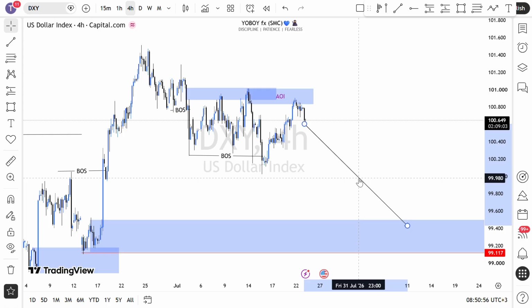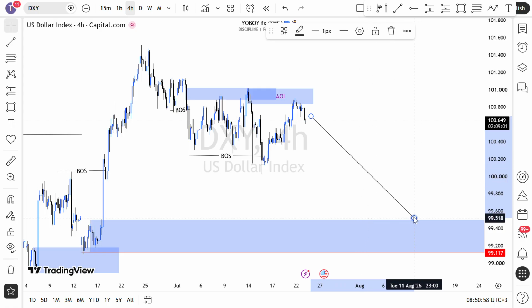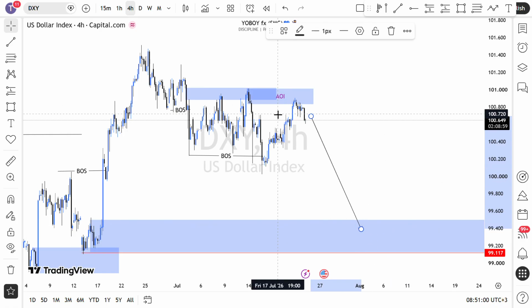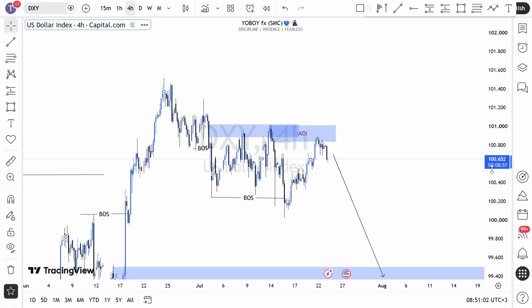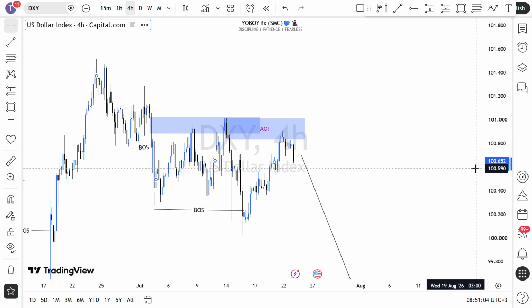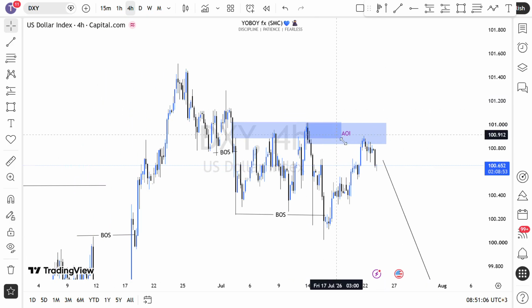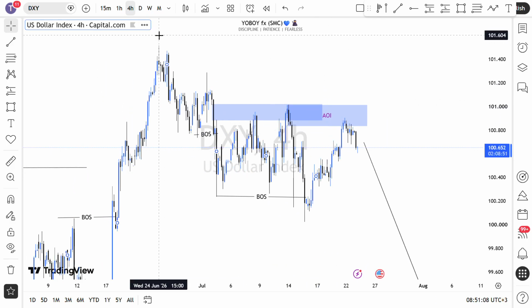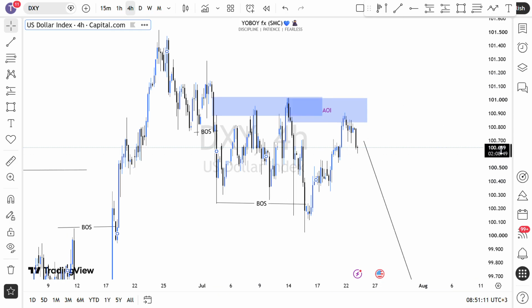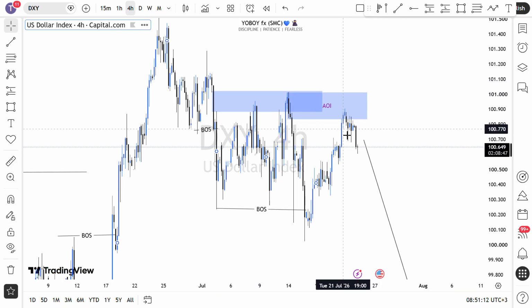So right now we are finding sales from this supply area, and now we are going to map down and try to see what is happening in a lower time frame. We are going to drop down into the 1 hour time frame and see what the price is cooking right now in this area of interest that we have marked from a 4 hour time frame.